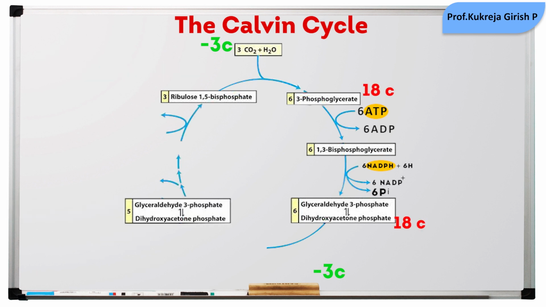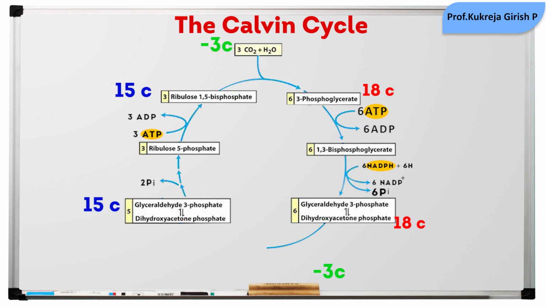In the third stage, regeneration, of these 6 molecules, the 5 molecules of triose phosphate, amounting to 15 carbon atoms, are used for the regeneration of the 3 molecules of RuBP, amounting to 15 carbon atoms. There is an intermediate formation of ribulose 5-phosphate, which is phosphorylated with 3 molecules of ATP to bring back the 3 molecules of ribulose 1,5-bisphosphate, which is the starting material for the Calvin cycle.